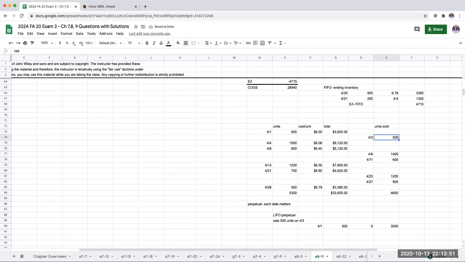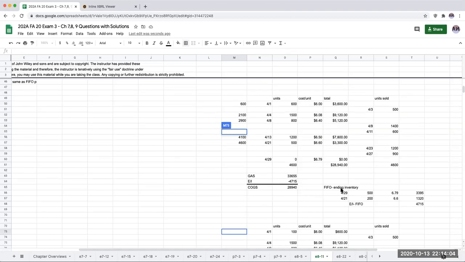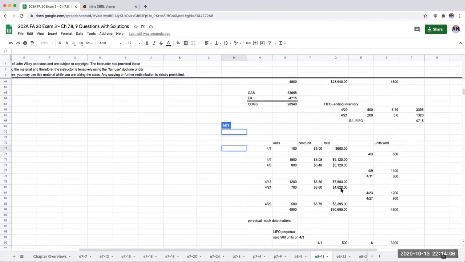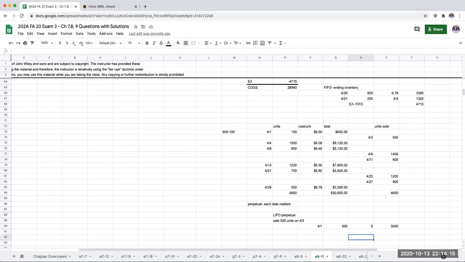Once I assign something to cost of goods sold, I need to remove it. So this is going to go down to 100. Excuse me, this was 600 units, 600 minus 500 leaves 100 units. I then go to my next sale date, which is going to be April 9th. I sold over here on April 9th, I sold 1,400 units.